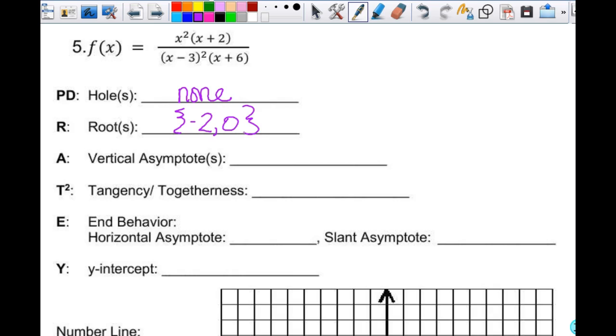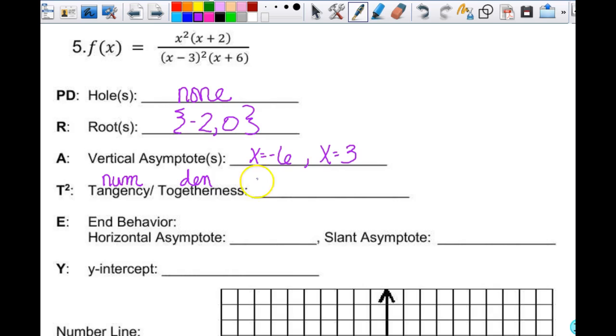All right, my vertical asymptotes, x equals -6 and x equals 3. Do I have any tangency or togetherness? Yes. Which one? Both, right? Tangency comes from the numerator. Togetherness comes from the denominator. So if you always see tangency and togetherness together, you can think about numerator and denominator.